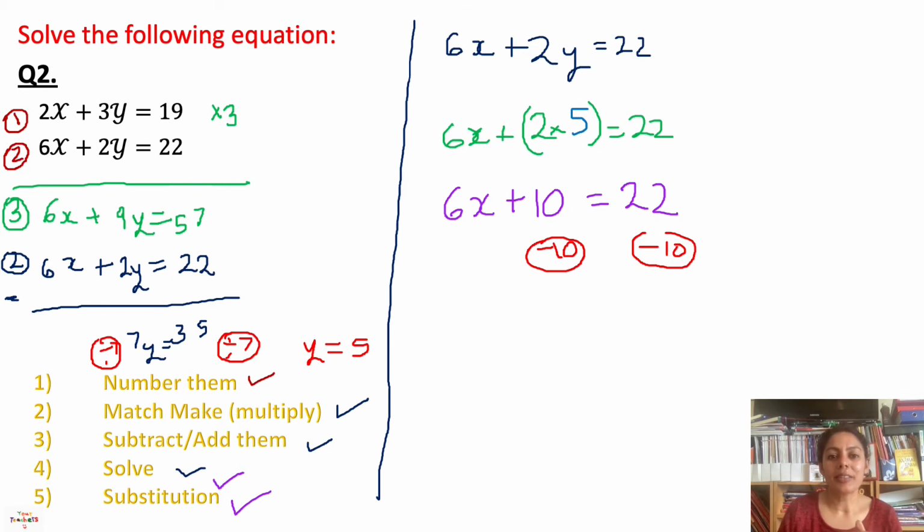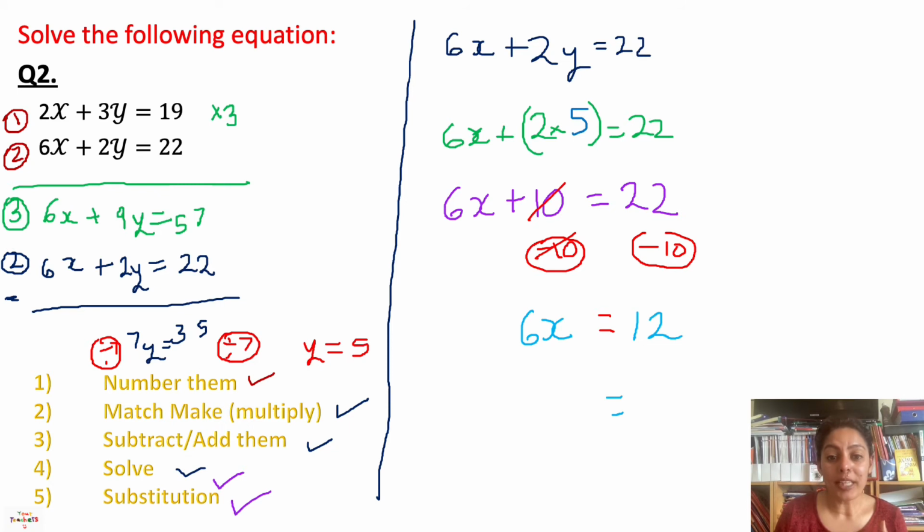All right. So now it's going to cancel out, you see. So I'm going to start at the bottom. 22 take away 10 is 12. And 10 take away 10 is nothing. So now I've got 6x on its own and I'm getting excited because that x is almost on its own. Yes, yes, yes.